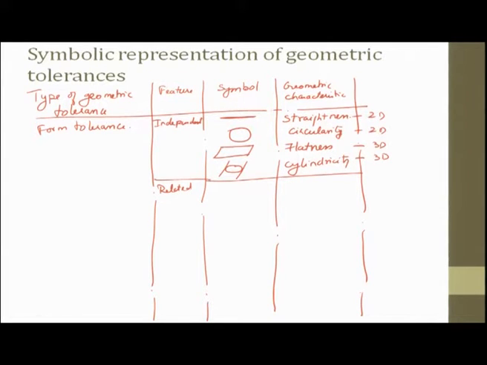So, here it is going to be profile. Then it is profile of a surface. This is profile of a line. This is profile of a surface. You can use these symbols and you can start correlating with 2D and 3D parameters. Okay. So, now next is orientation, right.